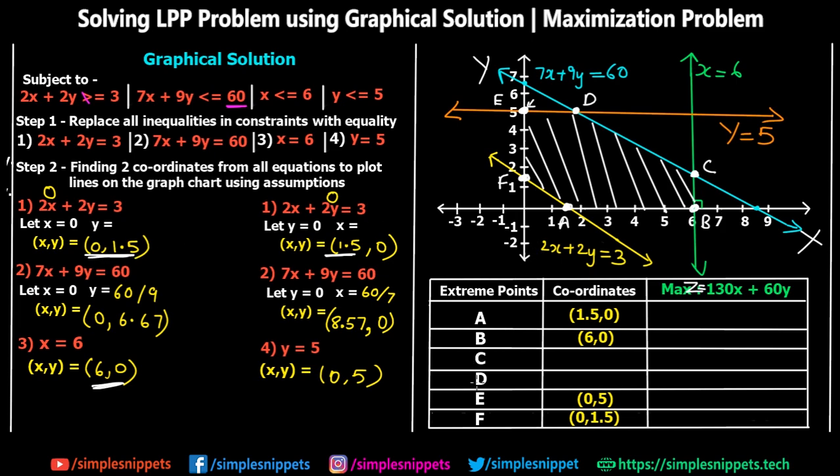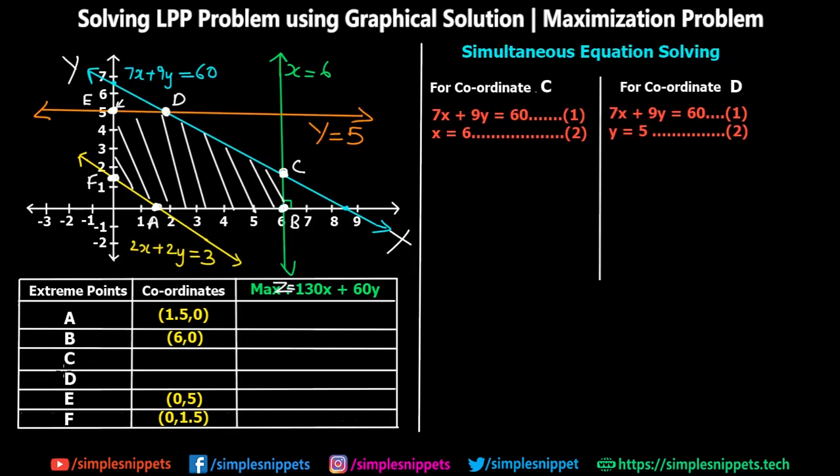But we don't know C and D, right? Because these points are where two lines meet on the graph, right? So in order to find these two points, we have to use something known as simultaneous equations, and we have to solve two line equations simultaneously to get the value of D and C. So this is an algebraic operation which is used to solve two equations simultaneously to get the value of x and y. So let's do that, and let's get the value of C and D first, and then we'll substitute all these values in the maximization equation and we'll find out which one has the maximum value.